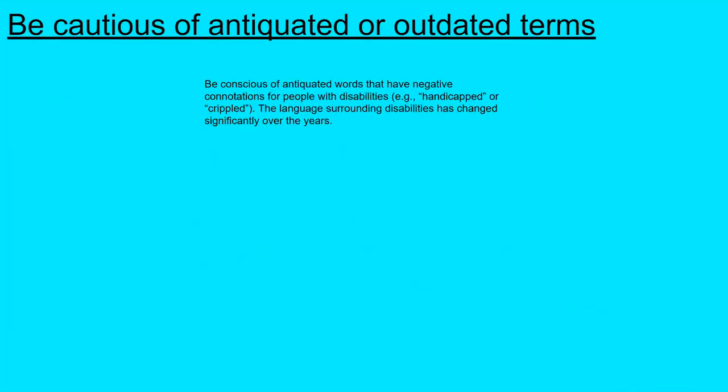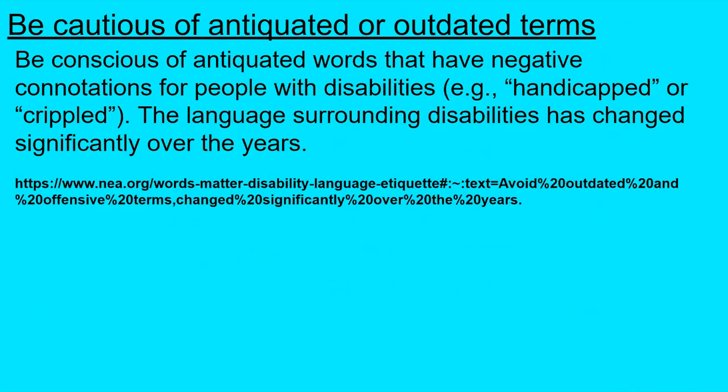So, with all of these different changes and ever evolving terms that we're using, it's sometimes important to remember that there are terms that we don't really want to use anymore because they're outdated and they can be offensive, which is why we're going to be talking about some of them today. Be cautious of antiquated or outdated terms. Be conscientious of antiquated words that have negative connotations for people with disabilities. For example, handicapped or crippled. The language surrounding disabilities has changed significantly over the years. And we're going to take a look at some of those words that we sometimes think, oh, that's not offensive, but it can be. So just keep in mind to keep an open mind as we go through those words today.